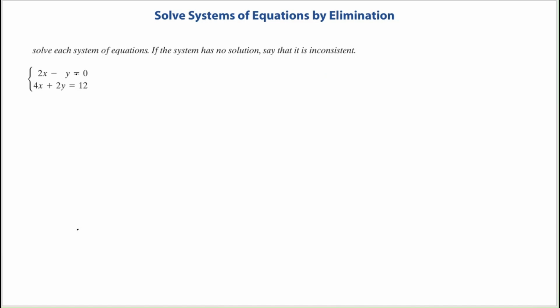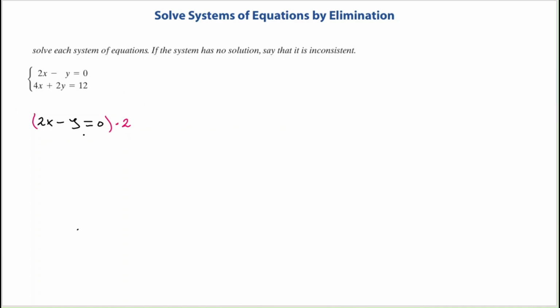In the system that is given, it's very easy to eliminate the variable y if I multiply the first equation by 2, and that's basically what I'm going to do. So we say 2x minus y equals 0. You can multiply any of the equations by any number, or you can multiply both equations by different numbers at the same time. So you can do multiple transformations in order to do the elimination.